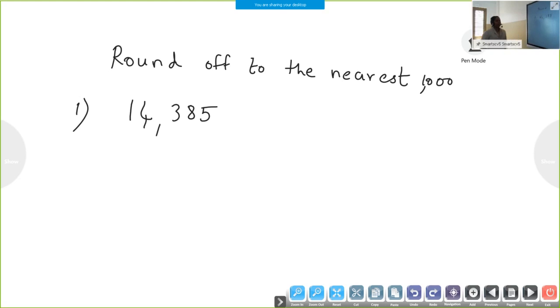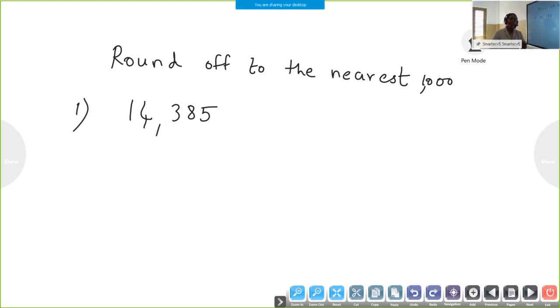Okay, this is the number. So we need to round off this number to the nearest 1000. What is the first step you have to follow when the question is about rounding numbers? You read the question properly and find out which place you have to round. Here the question is to round off to the nearest 1000.